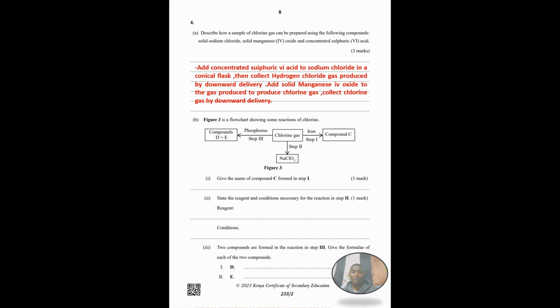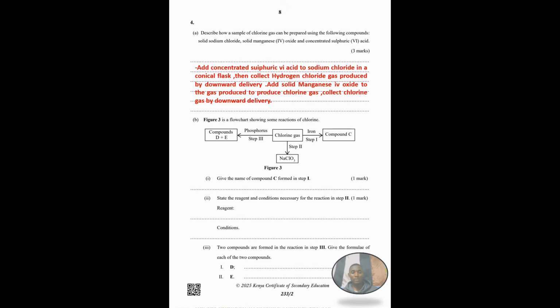Then the hydrogen chloride gas produced shall be collected using the downward delivery, and then from there we add solid manganese oxide, which is our oxidizing agent, to the produced gas to produce chlorine gas, and then it's collected by downward delivery. So in this case, we shall oxidize our HCl gas using manganese oxide to obtain chlorine gas.